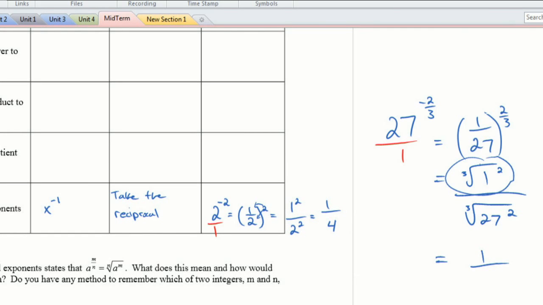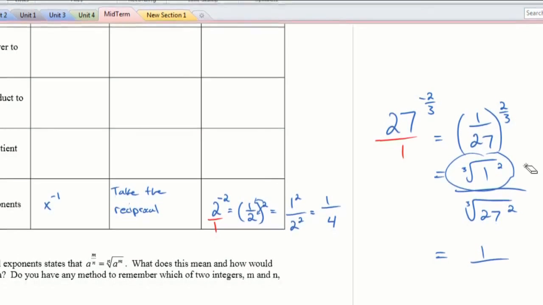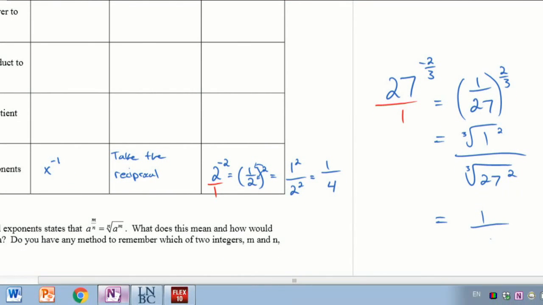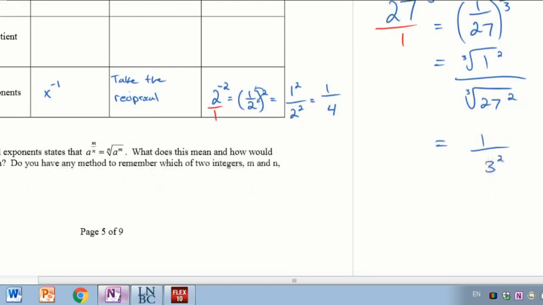Writing it this way was just completely unnecessary, but just to clarify my thought process, that's what I was doing. We do the top and the bottom, but in this case, it was just 1. The third root of 27 is 3. 3 times 3 is 9, times 3 again is 27. And then we get squared. So we end up with 1 over 9.